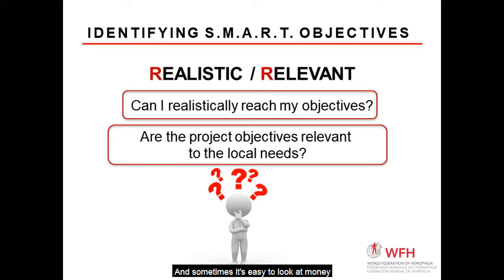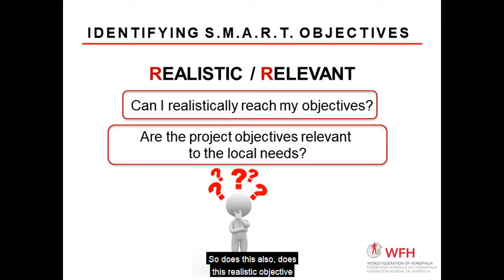And sometimes it's easy to look at money that's being offered and say, oh, I want to align this with WFH's mission or objectives. So I'm going to go ahead and create something that I think they want me to do. But in reality, does that actually align with where you are at your NMO, with your mission and your vision? Make sure that they align well, because remember, you have to accomplish this. There is accountability.